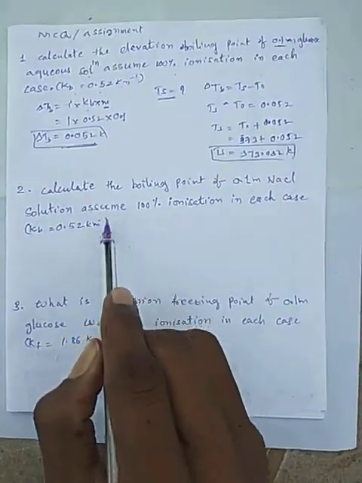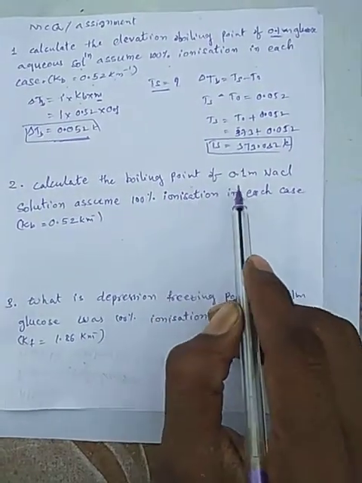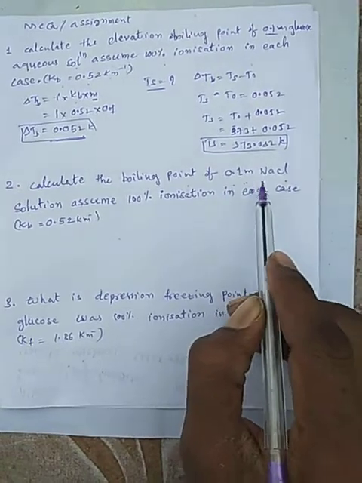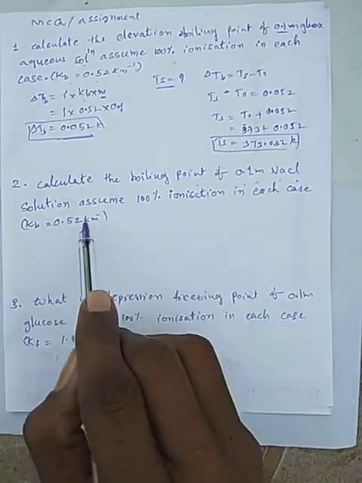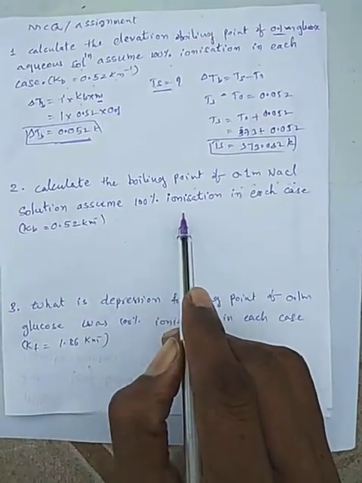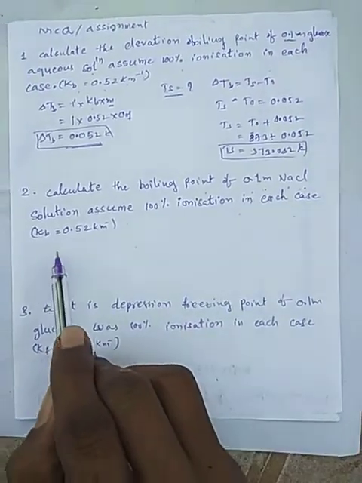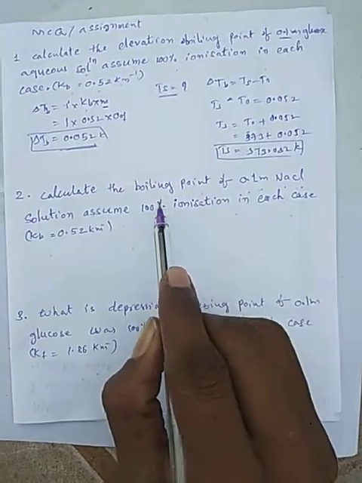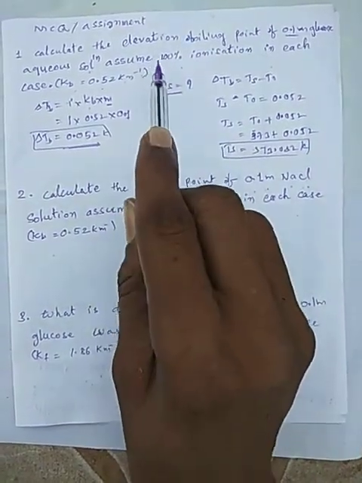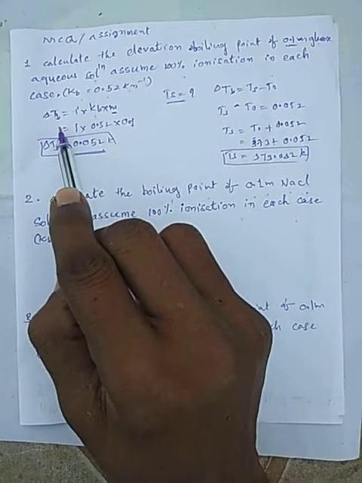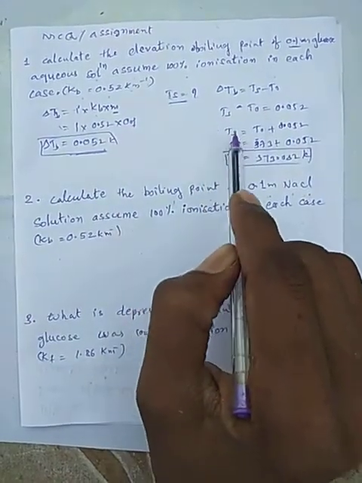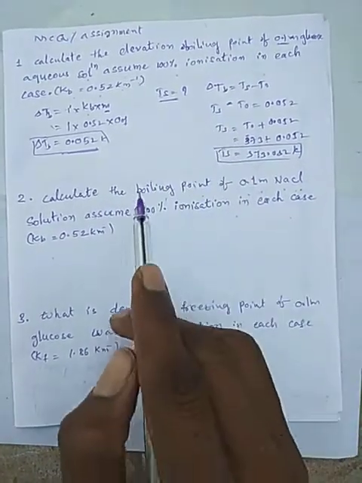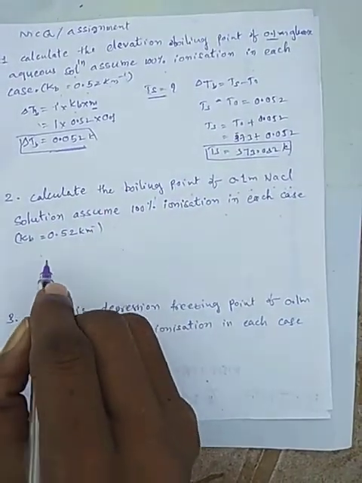Calculate the boiling point of 0.1 m NaCl solution, assume 100% ionization. In each case Kb we need to find. We are given already the boiling point. Before, the question was elevation boiling point, delta Tb, but we found the boiling point also in the previous question. The same formula we can use, the same calculation. First we need to find the delta Tb.